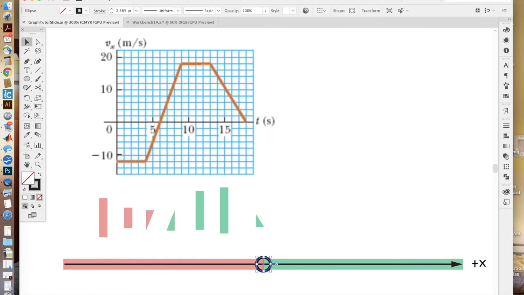So it's moving with a velocity that's negative, so it's going to move in the negative direction, indicated here by the red part of the bar. This is the origin. So it's moving along in the negative direction. It's moving at a constant velocity.